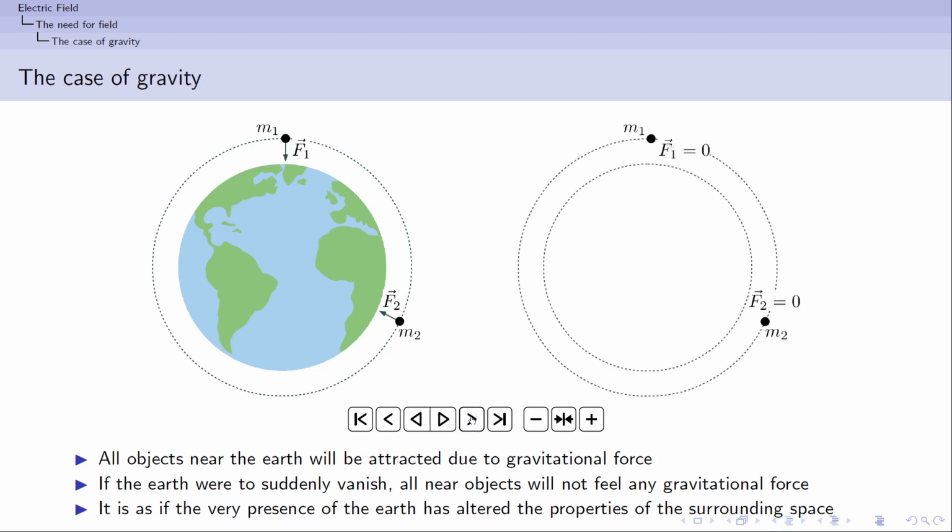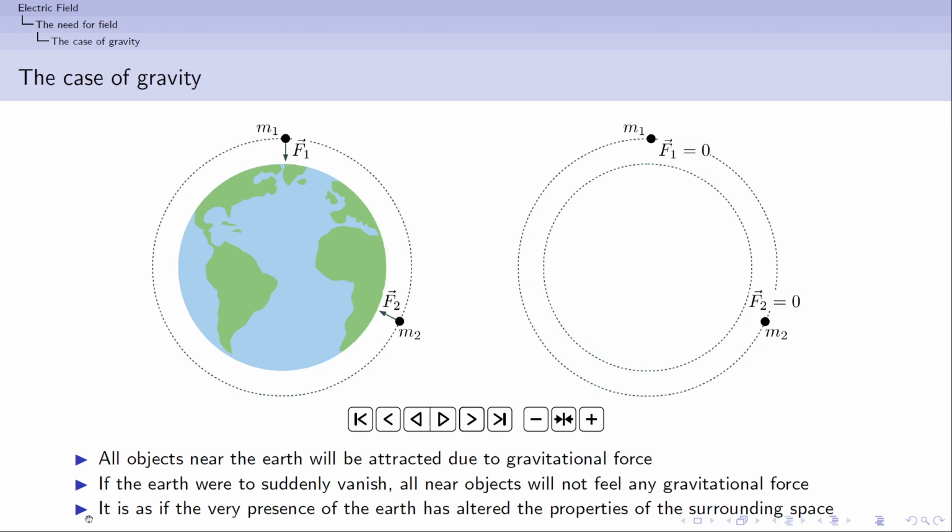Now suppose, hypothetically speaking, let's imagine that the earth has suddenly vanished. Let's say by some means you are able to make the earth vanish. Then mass m1 and mass m2 are not going to feel any kind of force attracting them anywhere. If mass m1 is at rest, it will continue to remain at rest. If mass m2 is in uniform motion, it will continue to move in a straight line.